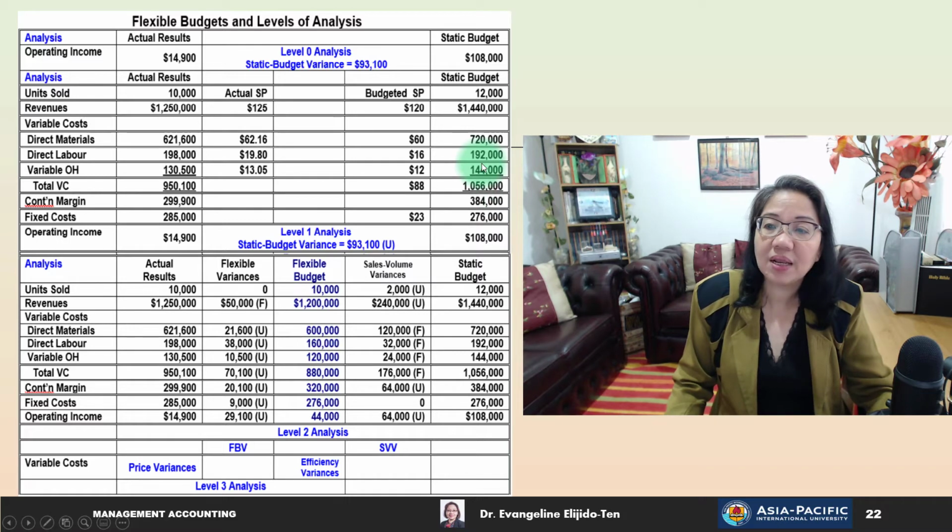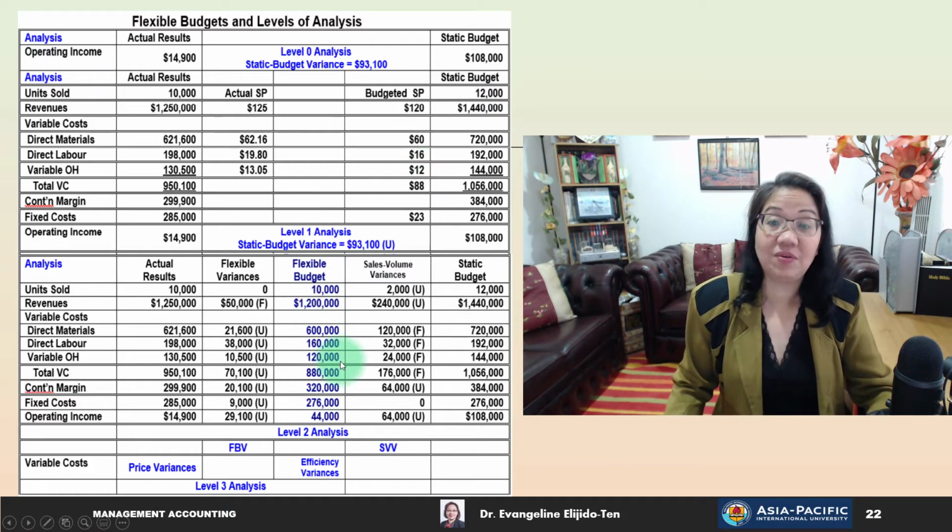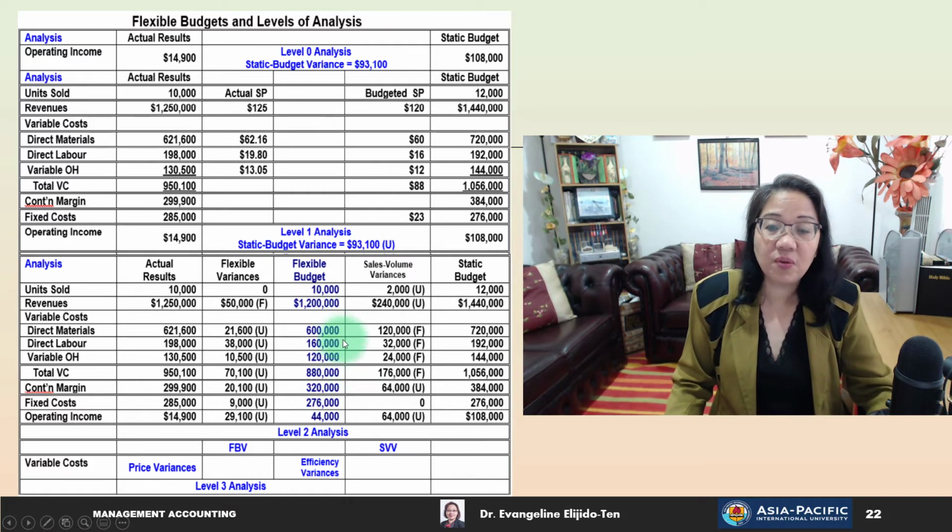Let's go next to direct labor. Our static budget was 192,000 divided by 12,000 units, so that should give us $16. Then we'll multiply $16 by the 10,000 units. That would give us 160,000 direct labor cost. Next, we go to variable overhead, 144,000 divided by the budgeted volume of 12,000, so that gives us $12. $12 times the actual volume of 10,000 will give us 120,000. So from here, we can already calculate the total variable cost at the flexible budget. We have 880,000 total variable cost.